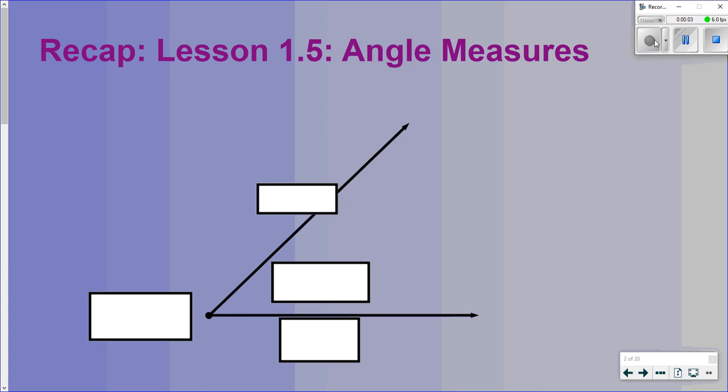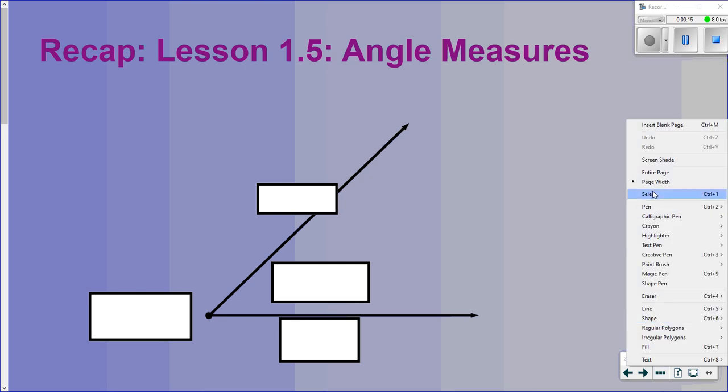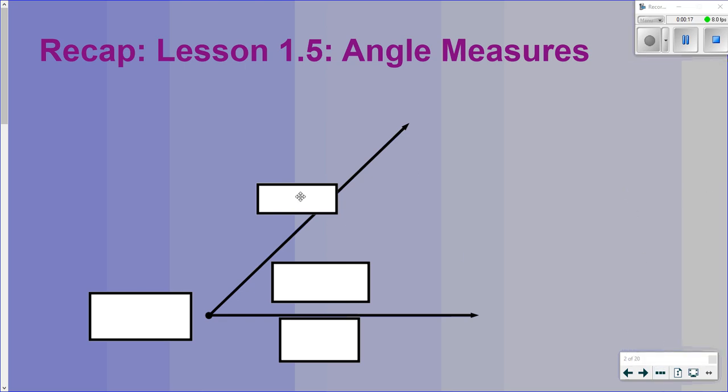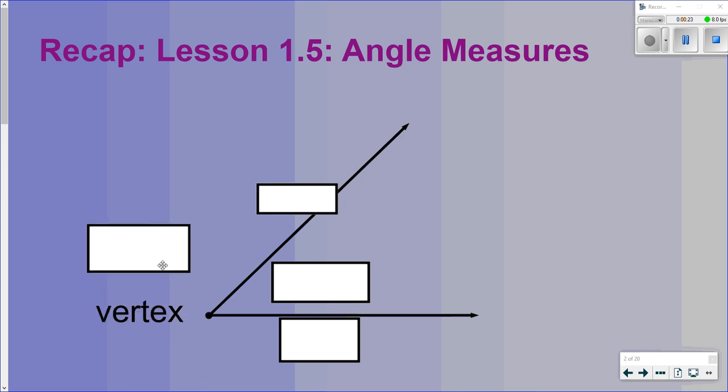Hi. Before we go on to our next lesson, we're going to recap 1.5, which was angle measures. So we have a picture of an angle, and we're going to label the parts. For this part, it is called the vertex. It is also the endpoint of an angle.